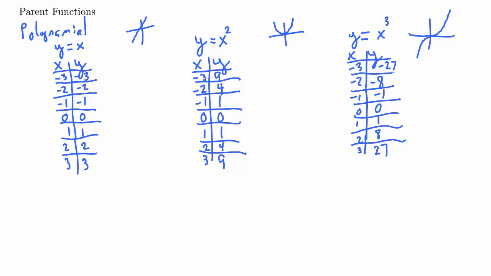And we could go to the 4th power and 5th power and 6th power and so on and so forth, but these are the parent functions for the polynomials. I'm going to go ahead and stop here, and when we come back we will talk about the parent functions for everything else that we're going to talk about, or at least what we're going to talk about in this chapter.